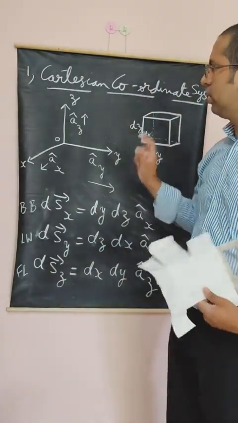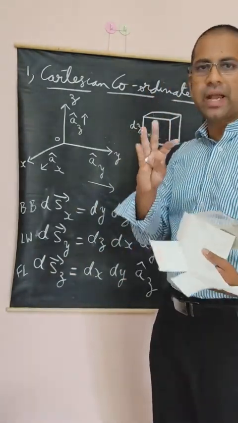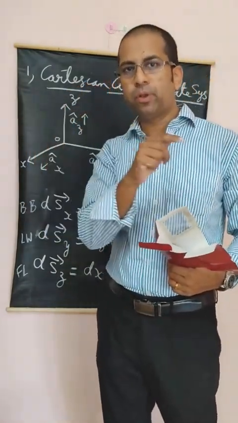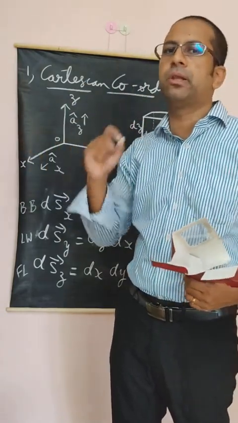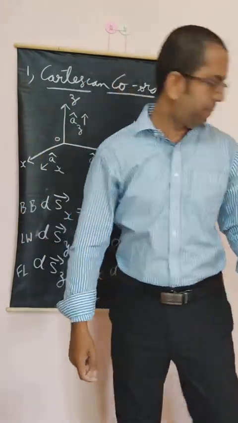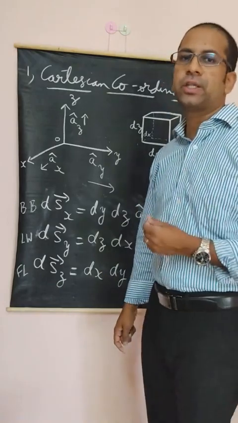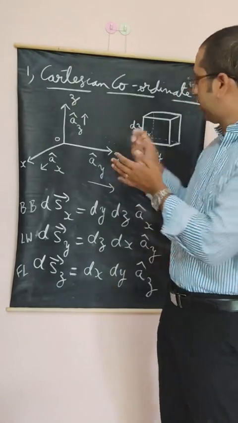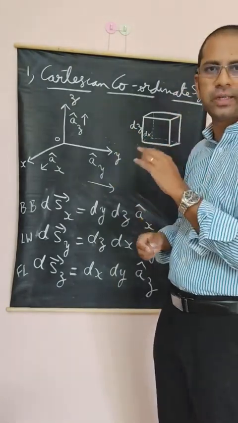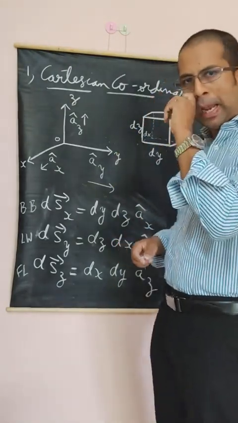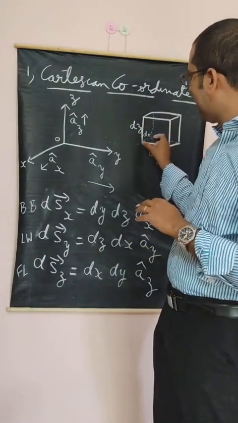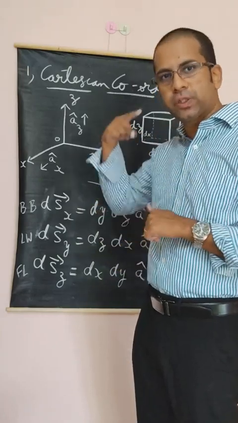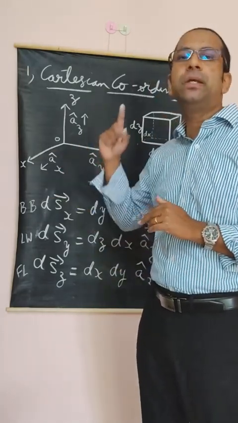Let me again tell you, in the Cartesian coordinate system you have three axes: x axis, y axis and z axis. Base vector x represents the positive direction of the x-axis, base vector y represents the positive direction of the y-axis, and base vector z represents the positive direction of the z-axis. If you take a differential cuboid with differential lengths dx, dy and dz, the total differential volume will be dx into dy into dz. And d vector L is equal to dx base vector x plus dy base vector y plus dz base vector z.